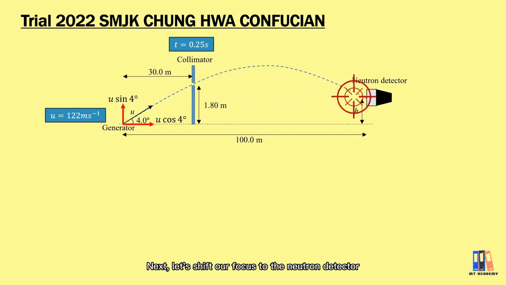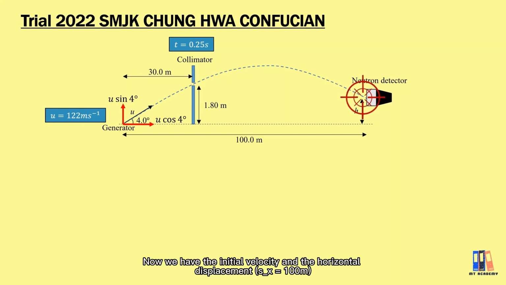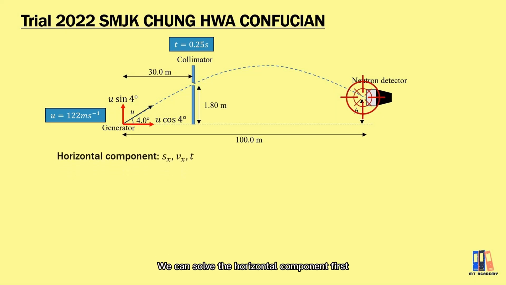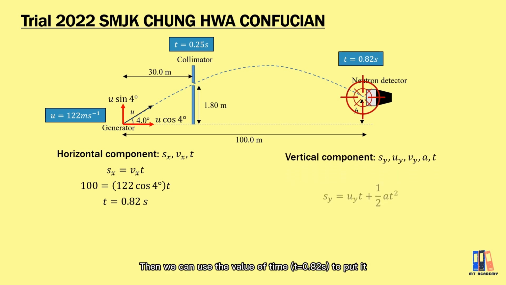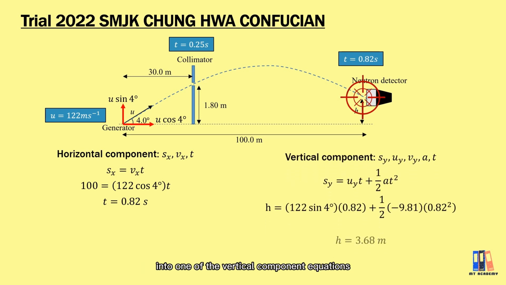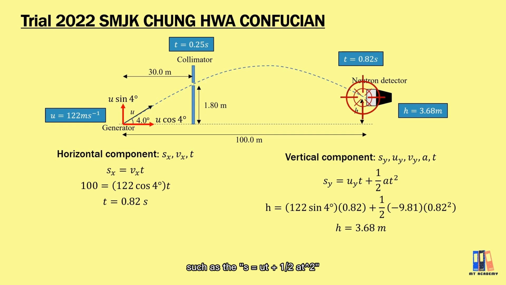Next, let's shift our focus to the neutron detector. So now we have the initial velocity and the horizontal displacement. So we can solve the horizontal component first, and we can obtain the time to travel to the neutron detector is equal to 0.82 seconds. And then we can use the value of time and put it into one of the vertical component equations, such as s = ut + ½at². And here we can get the height of the neutron detector, which is equal to 3.68 meters.